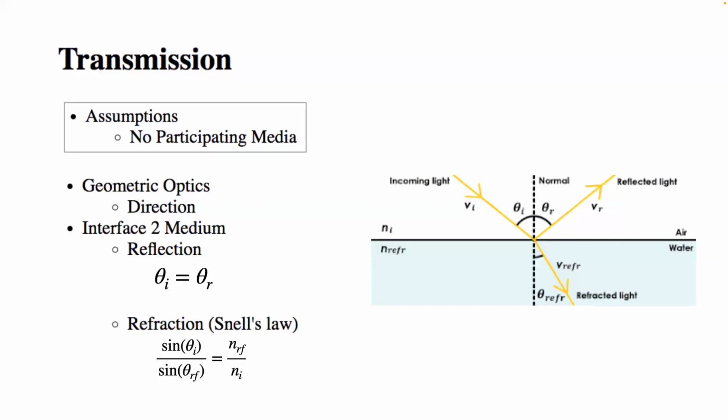So in that sense, we are going to use geometric objects to study light rays. And the interesting thing that happens is at the interface of two media. So here we have, let's say, air, and here we have some other medium, in this case, water. And then we have two phenomena that can happen.